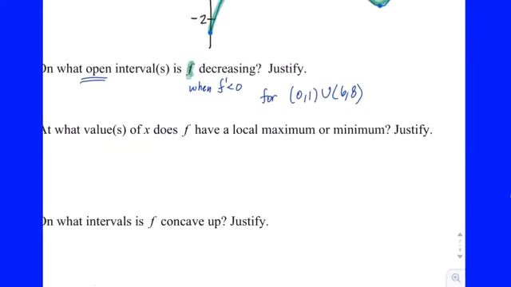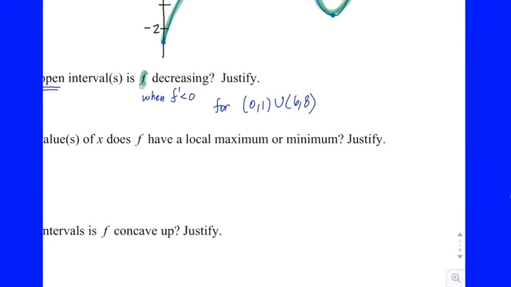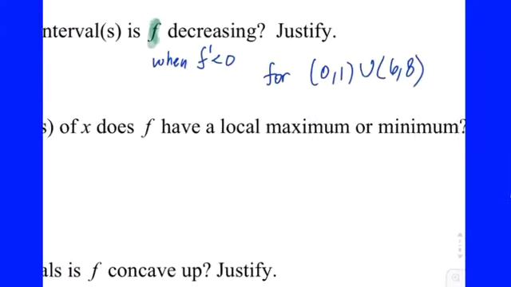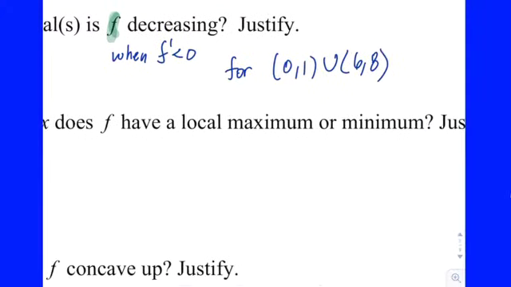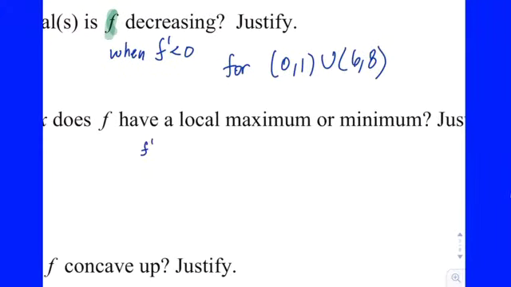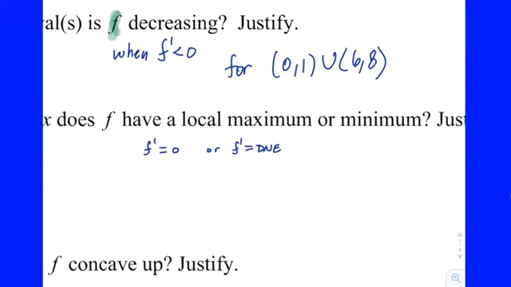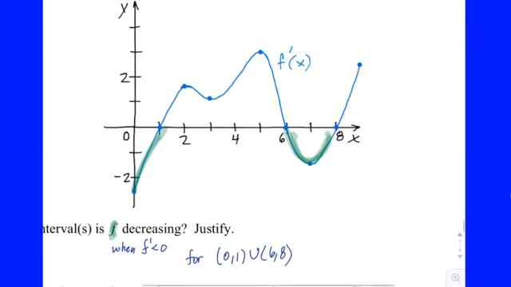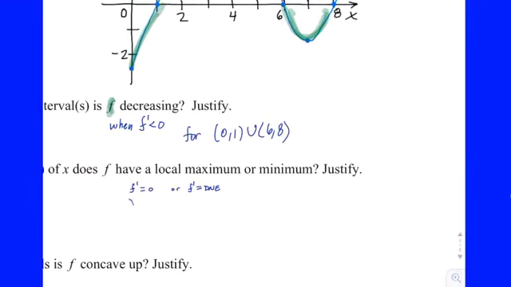At what value or values does f have a local max or a local min? Oh, okay. So f is going to have a local max or a local min at critical values, right? So just thinking what we're used to, that's where f prime equals 0 or where f prime is undefined. Again, we have to identify the candidates. So that's this graph. Where is this graph equal to 0? At 1, 6, and 8, right? So underneath there, I'm going to put x equals 1, 6, and 8.